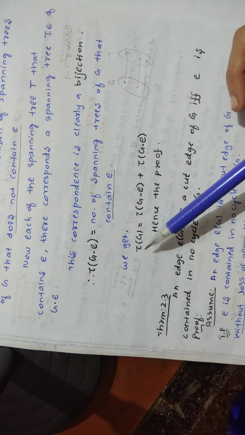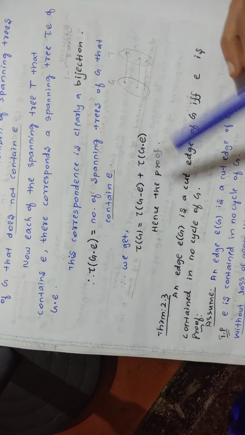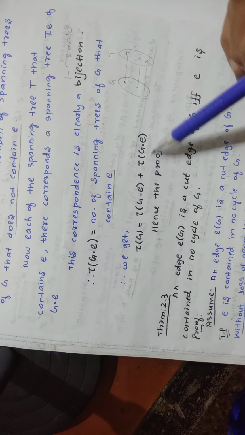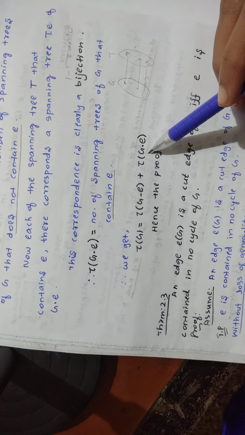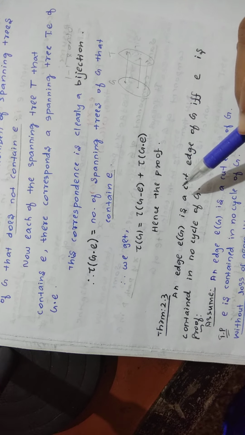So finally the number of spanning trees of G will be equal to the sum of the number of spanning trees of these two. This is how the theorem comes to an end. So hence the proof.